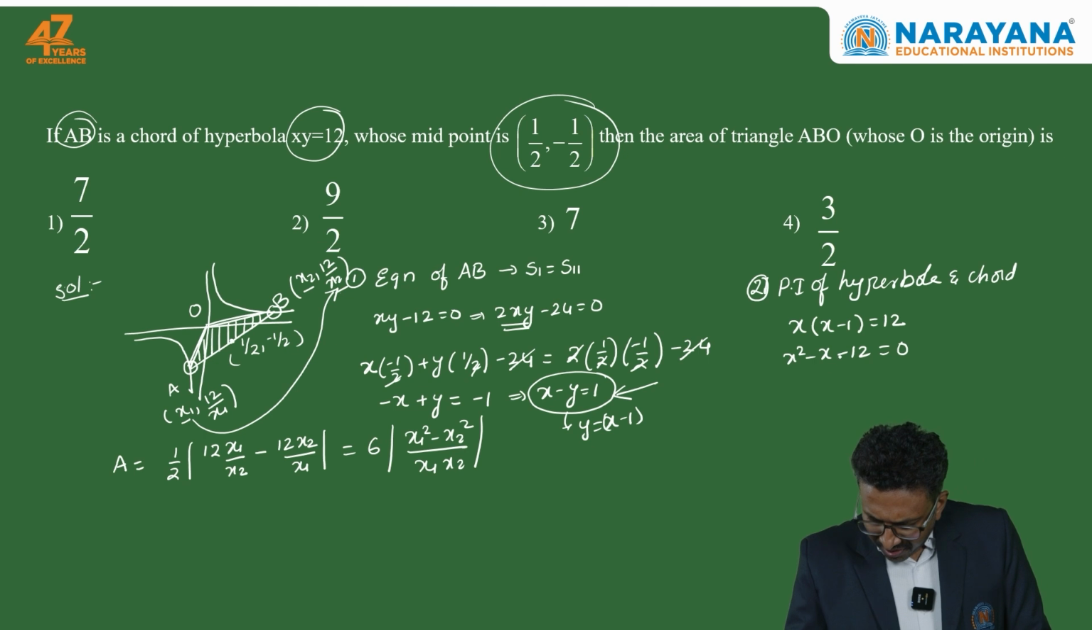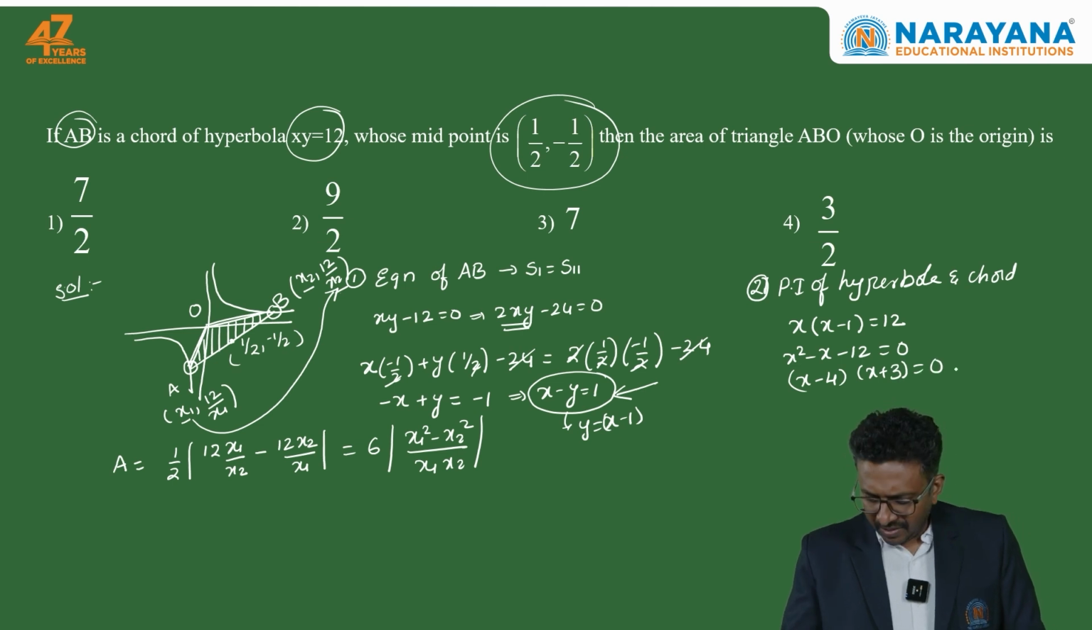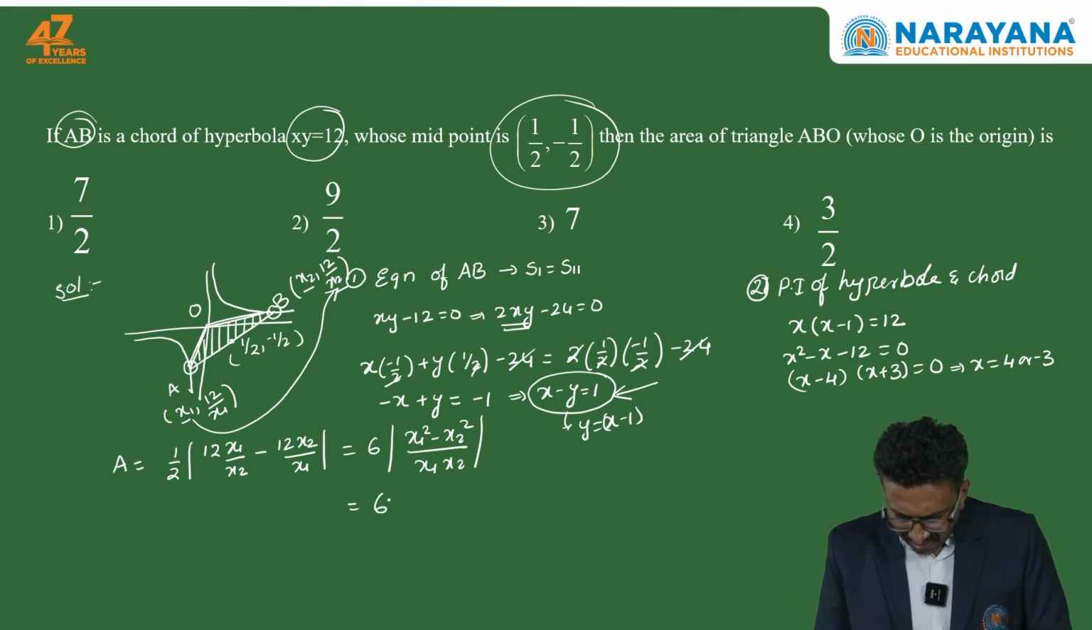So it's 4 into 3, I think, right? (x minus 4) into (x plus 3) is equal to 0. So the x coordinates are 4 or minus 3. So for the points of intersection, that means x1 is 4, x2 is minus 3. You can just substitute the numbers here.